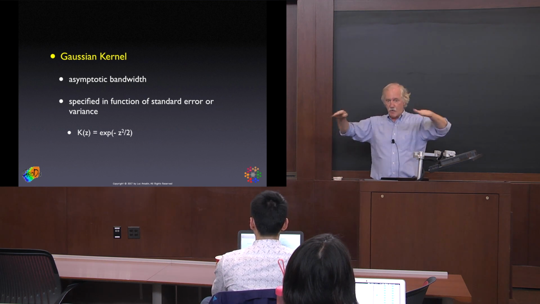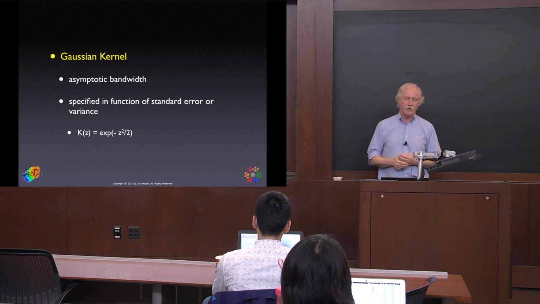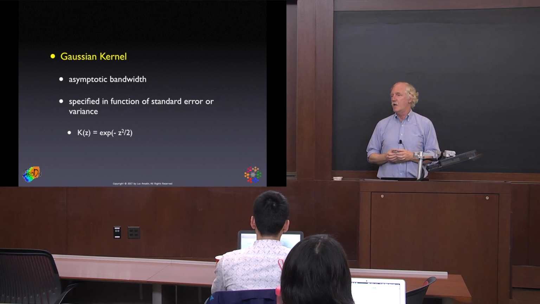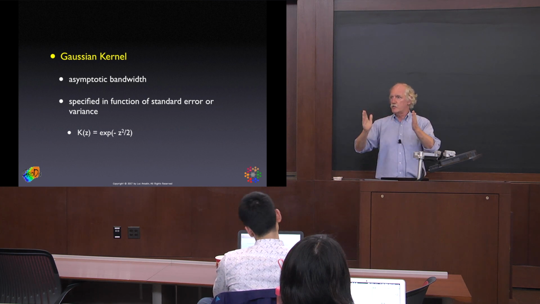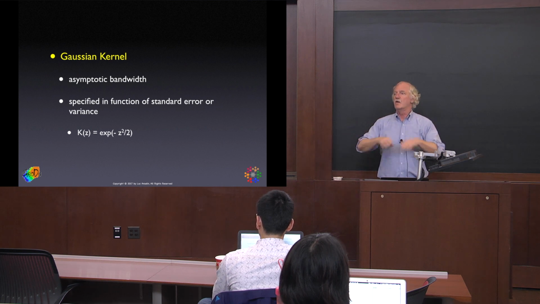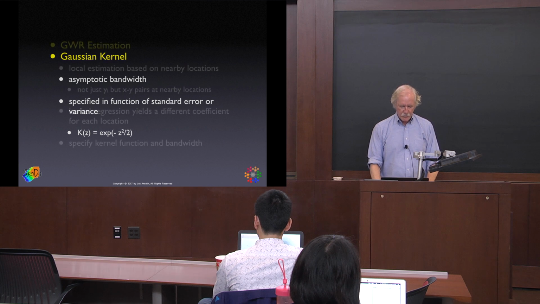A bell shape never really goes to zero, so what is the bandwidth? For those kinds of functions, the standard error or the variance is used to define the bandwidth, because in essence that gives the spread around your central point and how quickly your weights decline with distance from the central point. So that's a general concept.